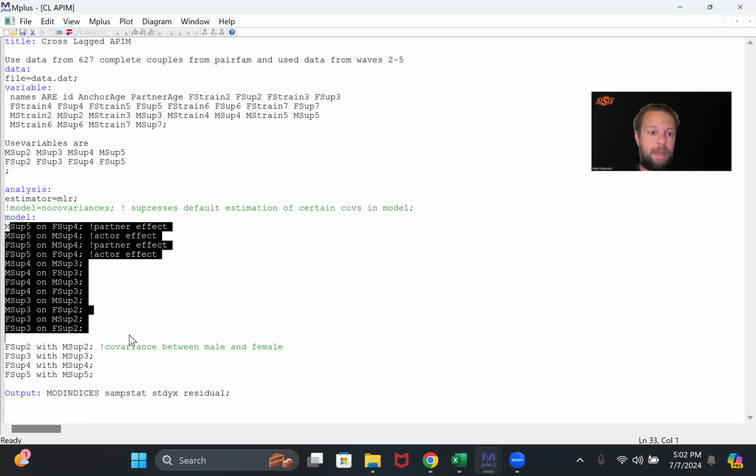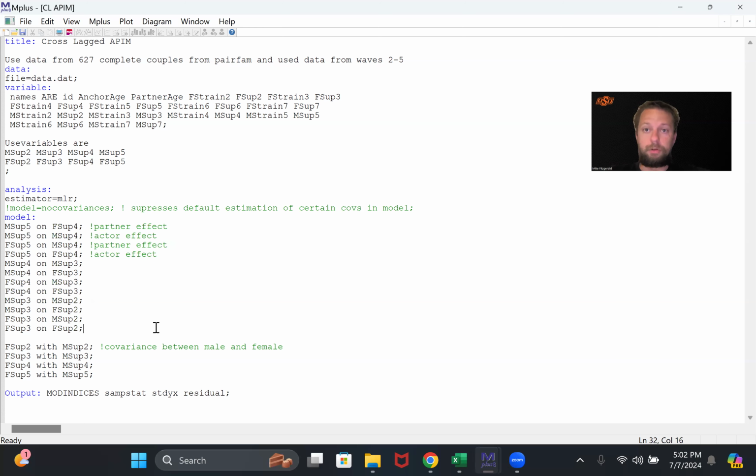All right, so that is a very typical kind of assumption that you'll see, and it's a testable assumption that you'll see in the cross-lag panel model literature. And we'll see even some of that as we go through this model.